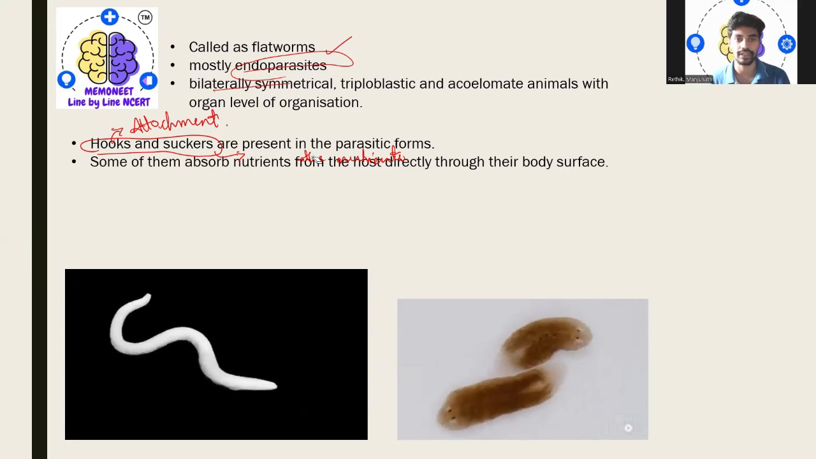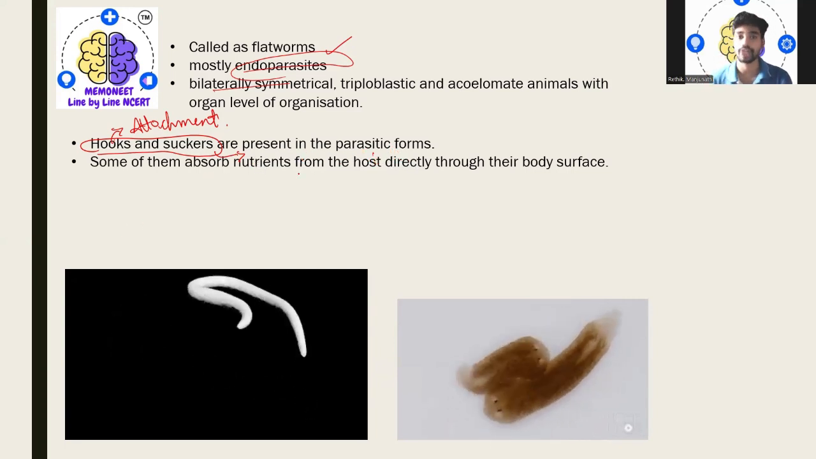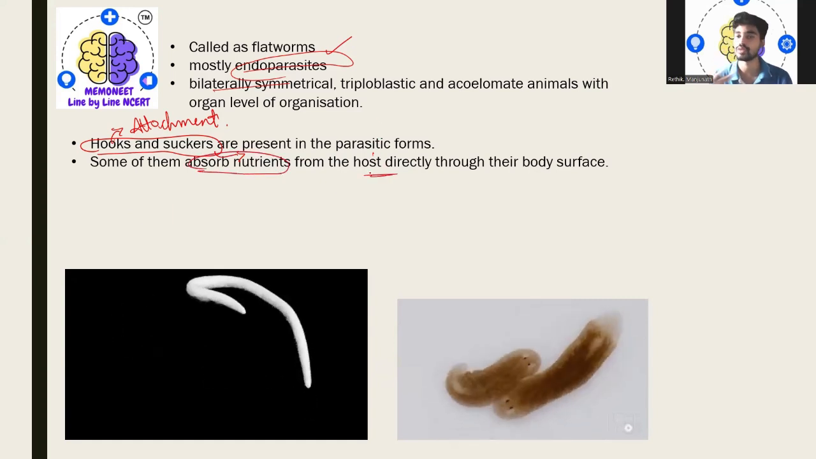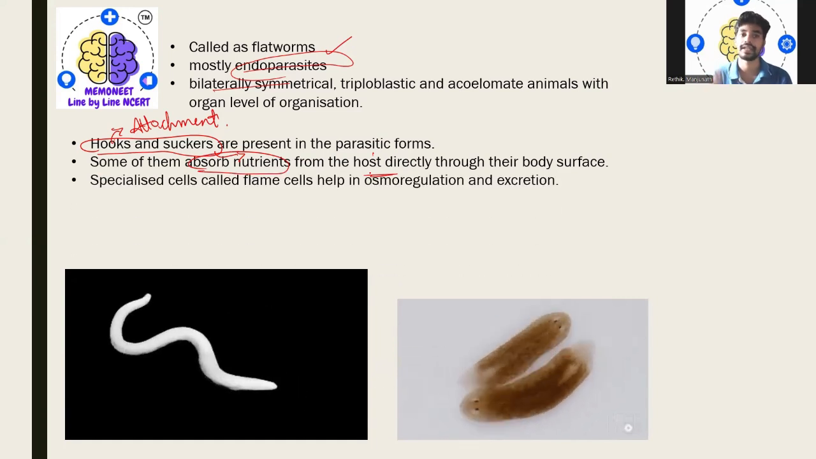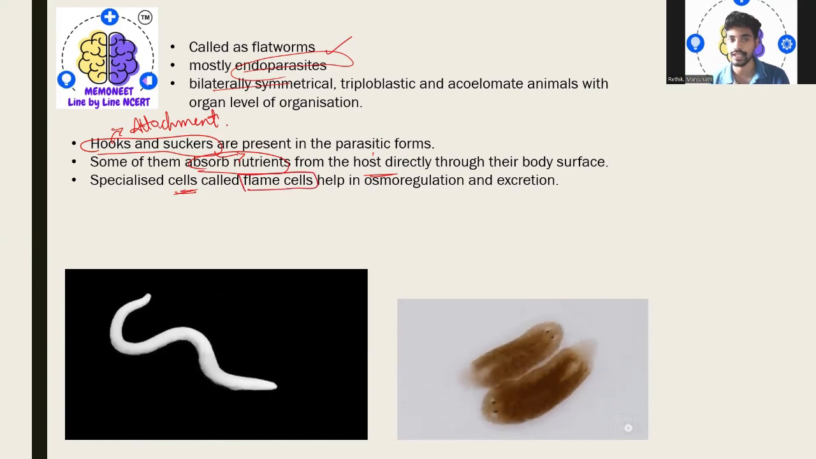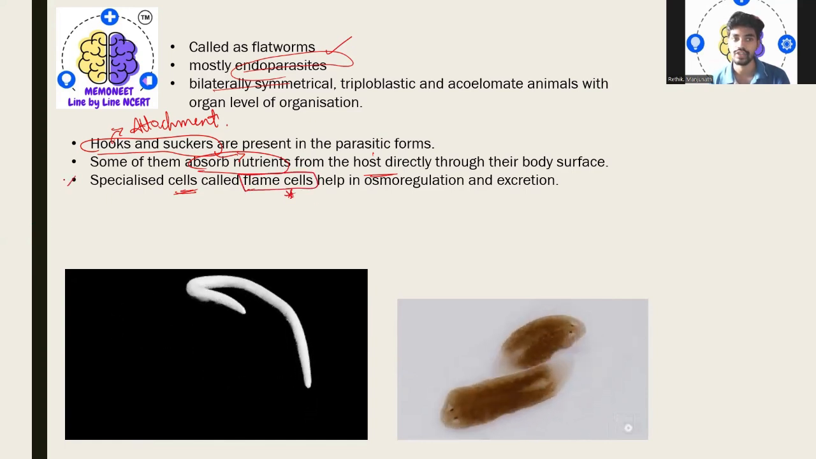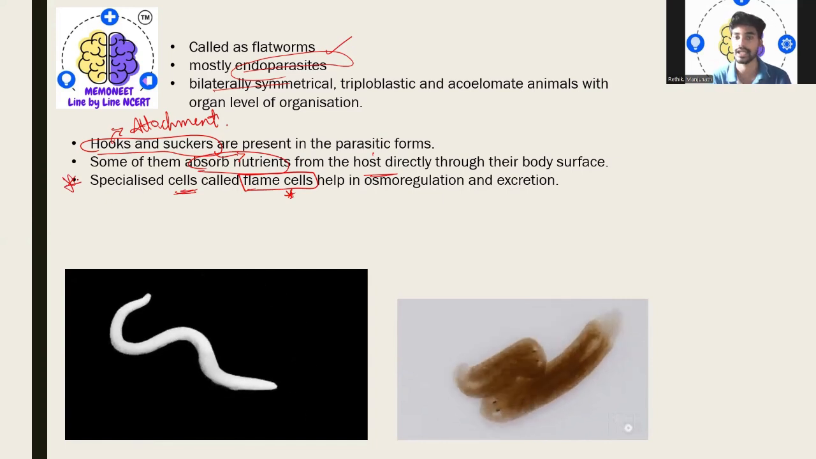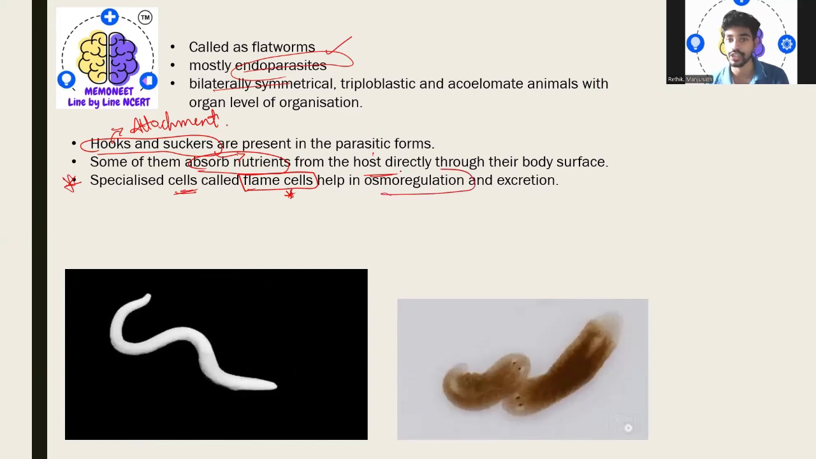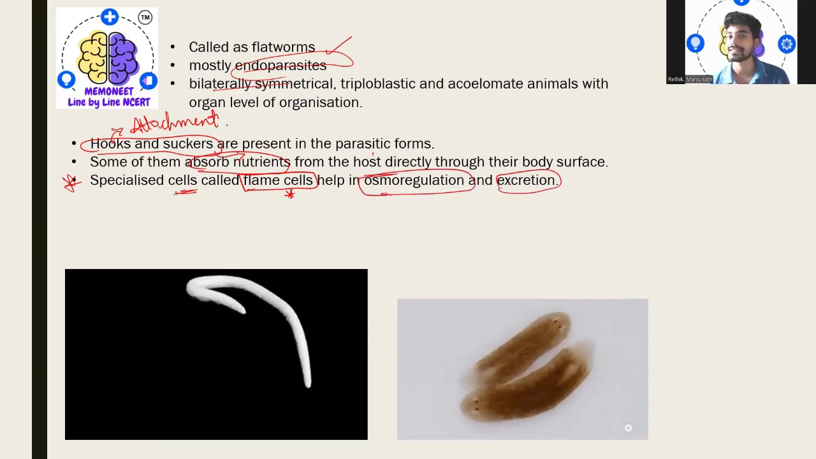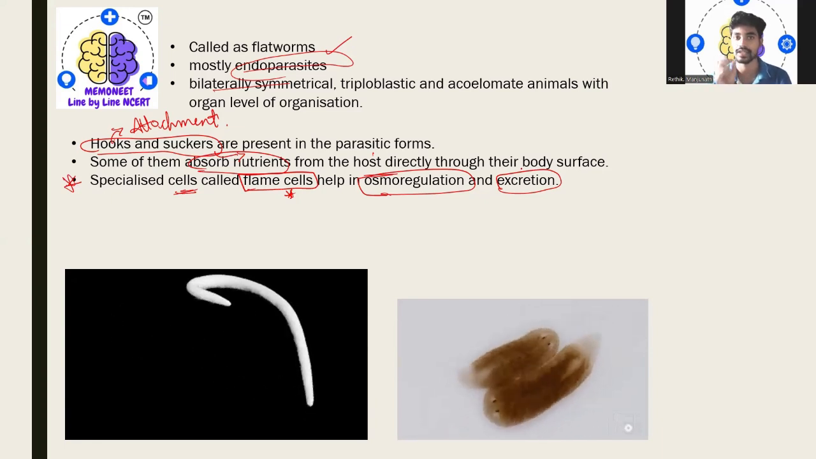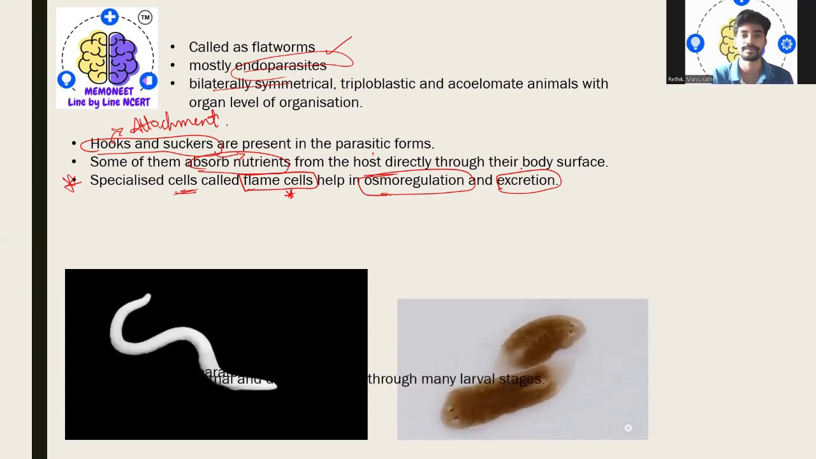Then another most important thing is some of them absorb nutrients directly from the host, okay, through the body surface. Then specialized cells are present. Those specialized cells are called flame cells, very important. So, what is the major function of the flame cells here? It helps in osmoregulation, my dear students, and also excretion. For osmoregulation and excretion, a specialized cell is present. So those are called flame cells.